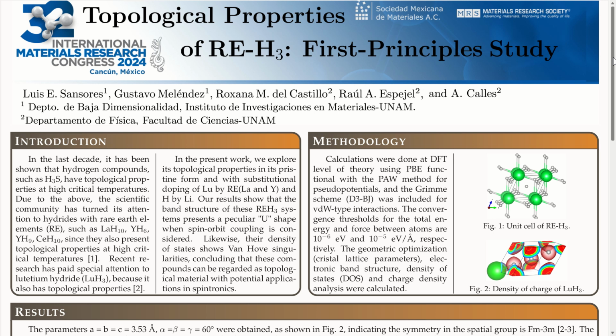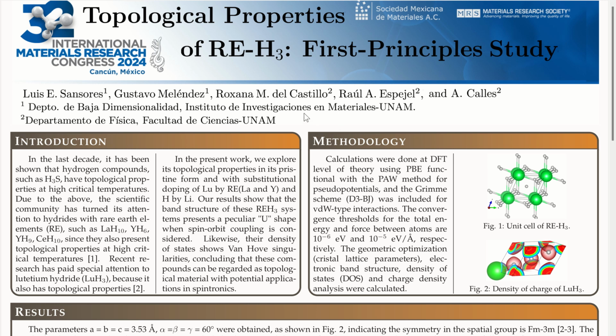For our calculation, a convergence threshold for the total energy of 10 to the minus 6 electron volts and 10 to the minus 5 electron volts per angstrom for the force between atoms was considered, with a plane wave kinetic energy cutoff of 70 Rydberg and integration of the first Brillouin zone with a Monkhorst-Pack mesh of 20 by 20 by 20 centered on the high symmetry gamma point. All our calculations include spin-orbit interaction.